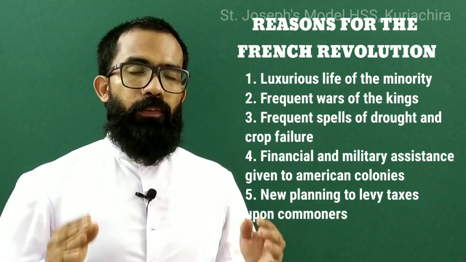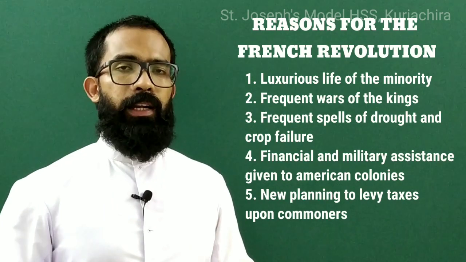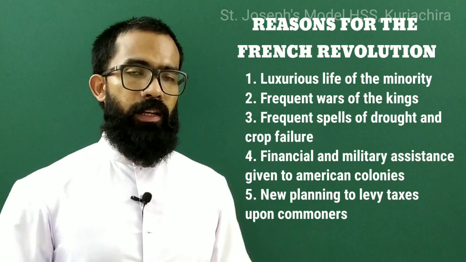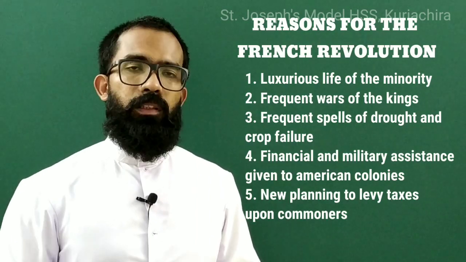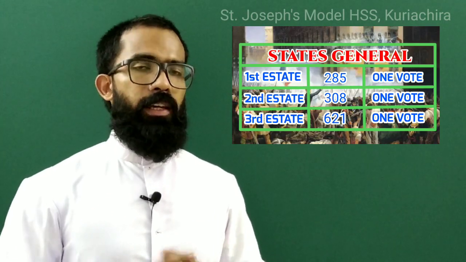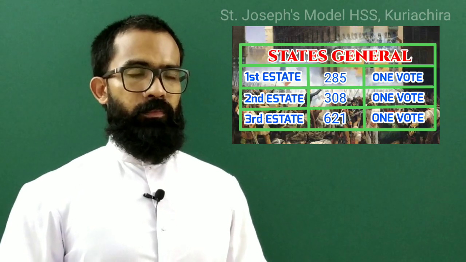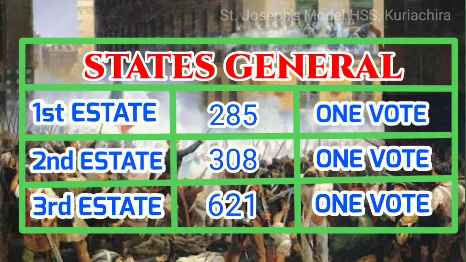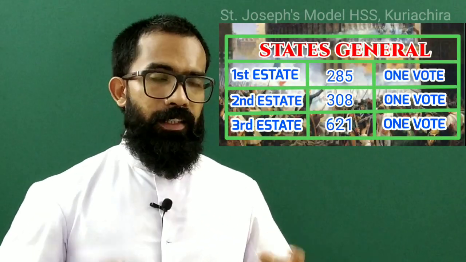people. To levy new tax upon the commoners, Louis XVI summoned a States General, the representatives of the different estates, in 1789. Similar to the French society, the States General was also divided into three estates. Each estate maintained a single voting system. That means each estate had one vote.